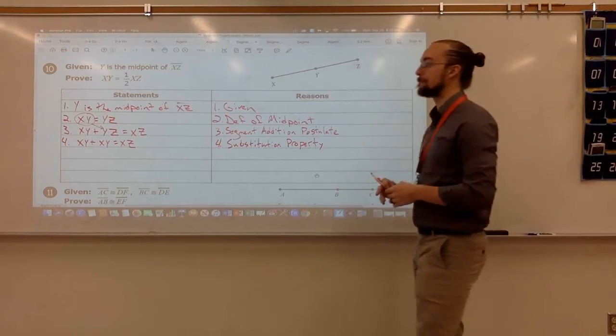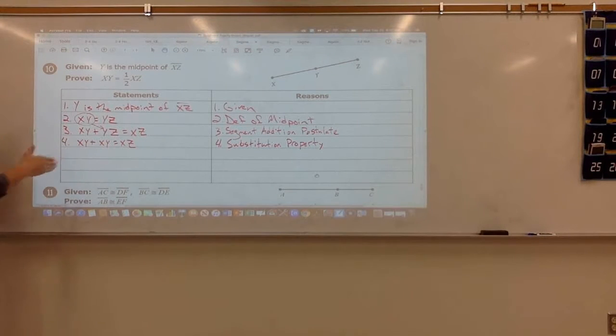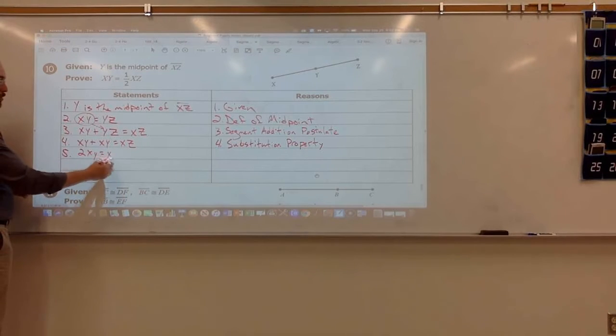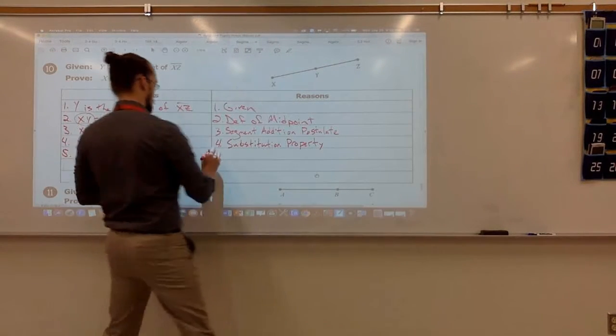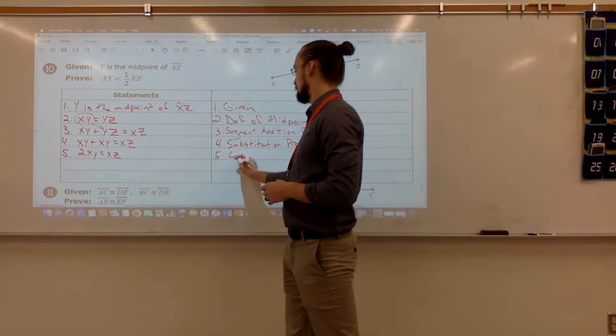Not necessarily. From here on out, we're actually just going to treat this more like an algebraic equation and simplify it to make it look like this. So how could I do that? Yeah, I can combine like terms here, right? So we can just make this 2xy equals xz. So we can just say that's combined like terms.